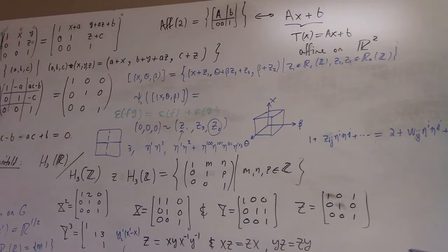Up here. So the coset representative is x, theta, beta, where I can have x plus z1, theta plus beta z1 plus z3, and then beta plus z2. I don't think... Oh, right, that's fine. I thought I needed a z4 for a time, and then they talked me out of it, and I was happy. Now, what are these z's?